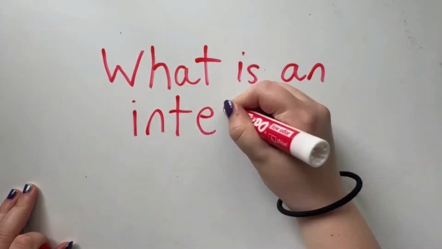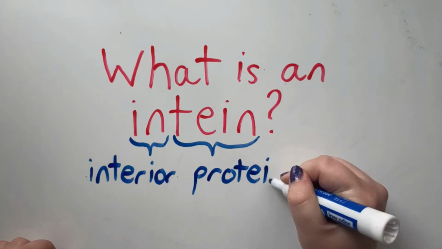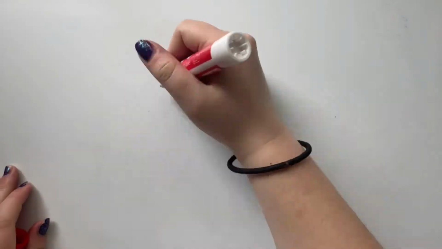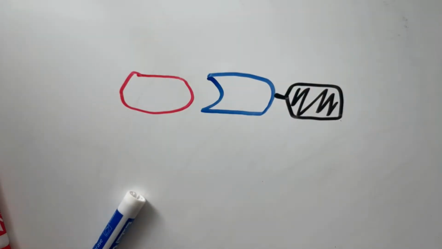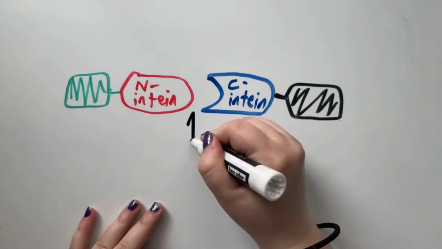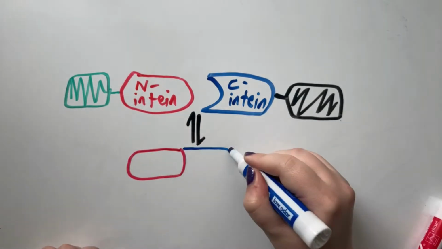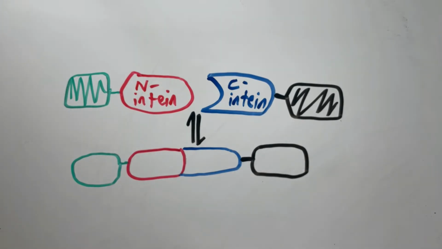Well, the word intein is an abbreviation of interior protein. However, inteins are significant because they can splice together two separate proteins without leaving a backbone scar. Here, I am drawing a simplified split intein splicing reaction with the N-terminus intein in red, C in blue, and the two halves of the desired product, also known as exteins, in black and green.